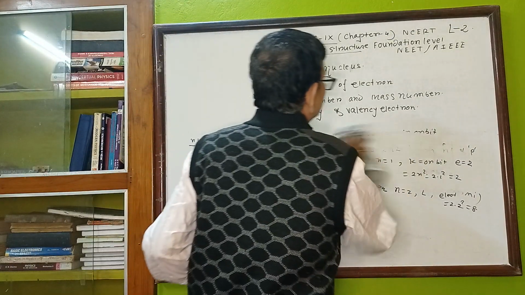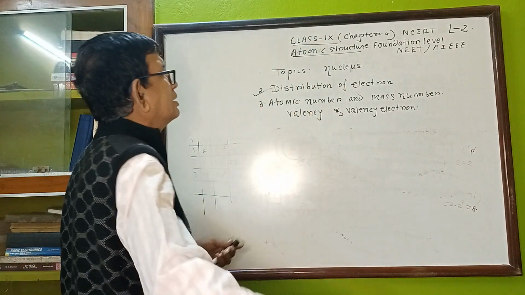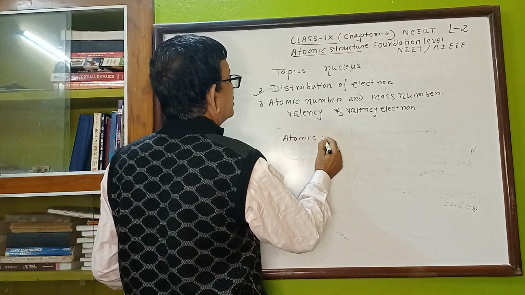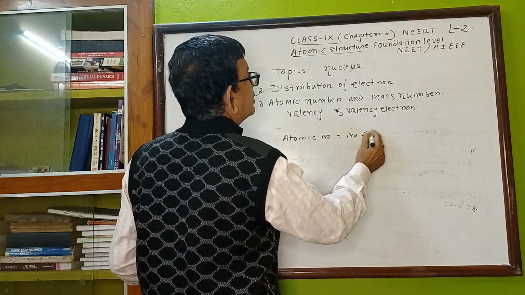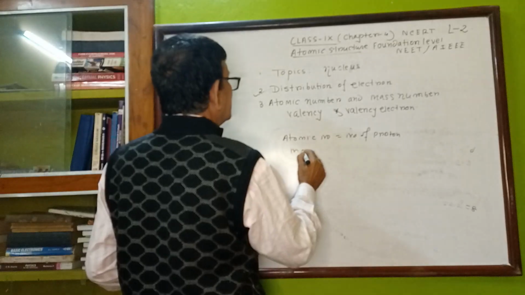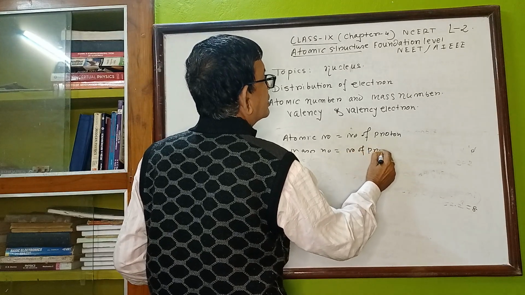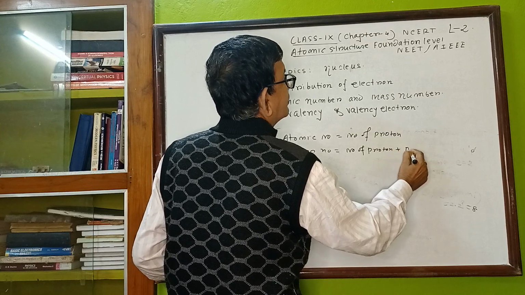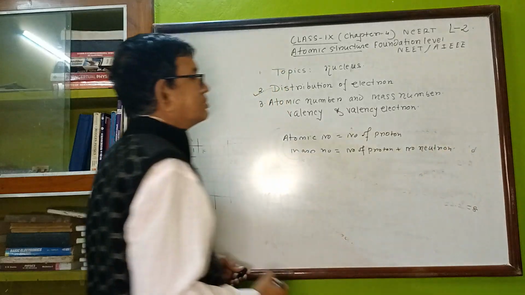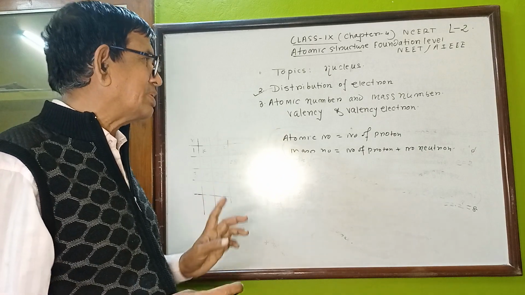So I am writing again. Atomic number equal to number of protons. Mass number, number of protons plus number of neutrons. Always remember, an ordinary hydrogen atom has no neutron inside the nucleus, only one proton is there.